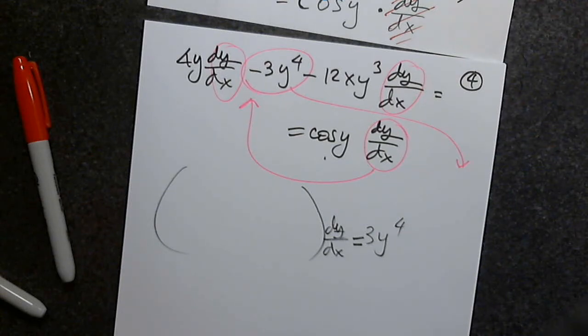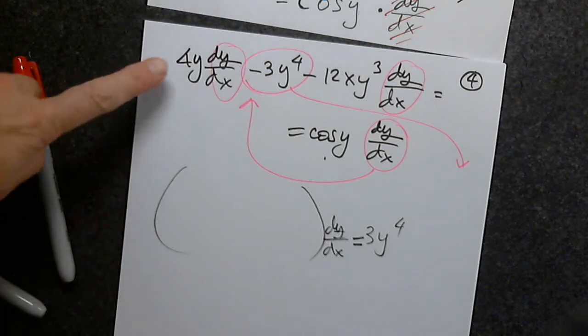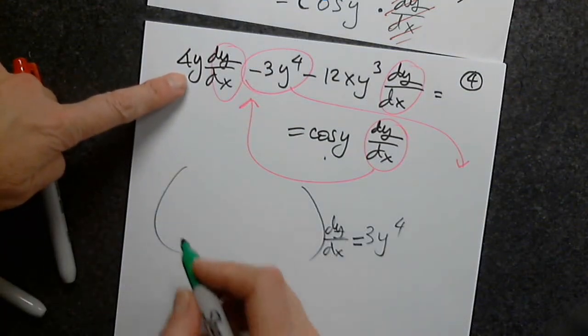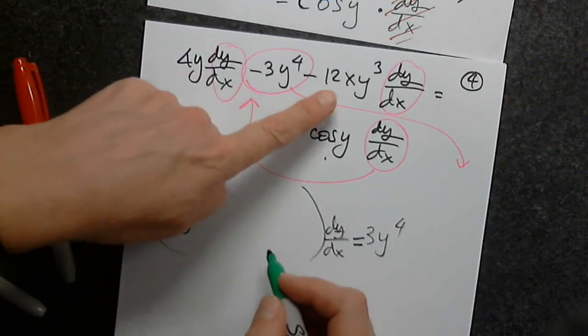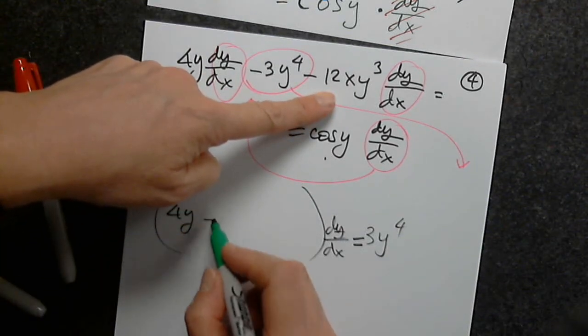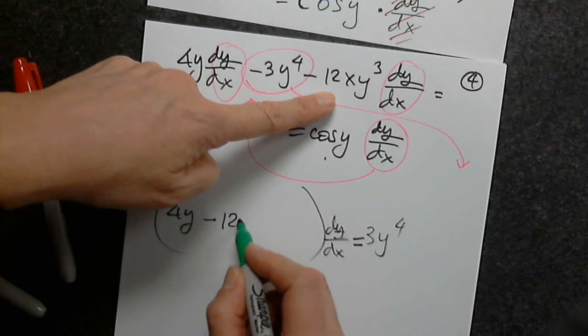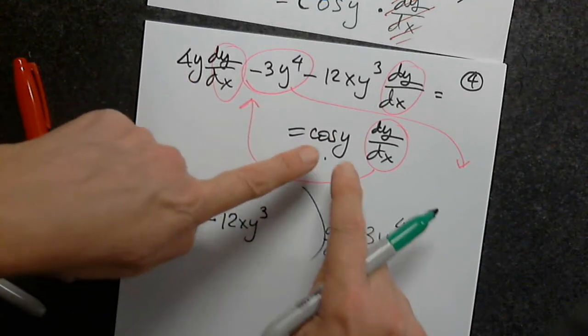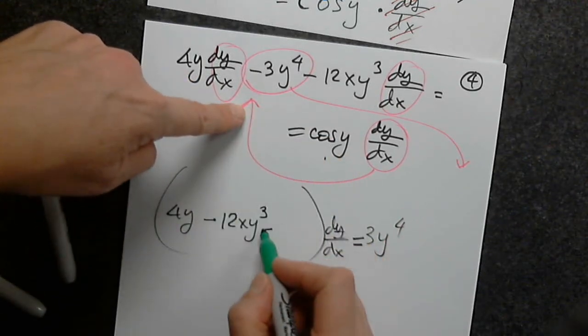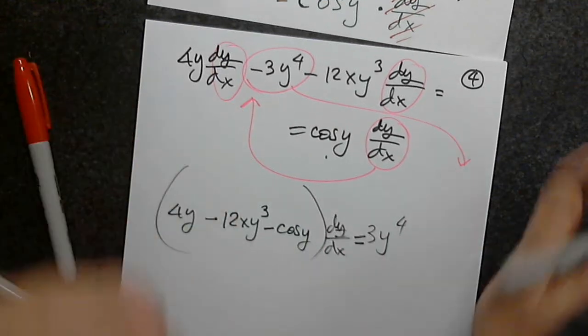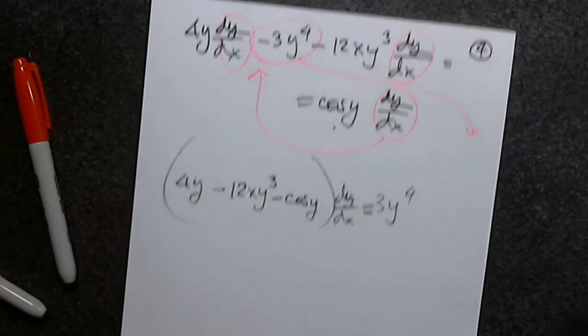Can anyone dictate what is left in parentheses? 4y. That's it. We're done.